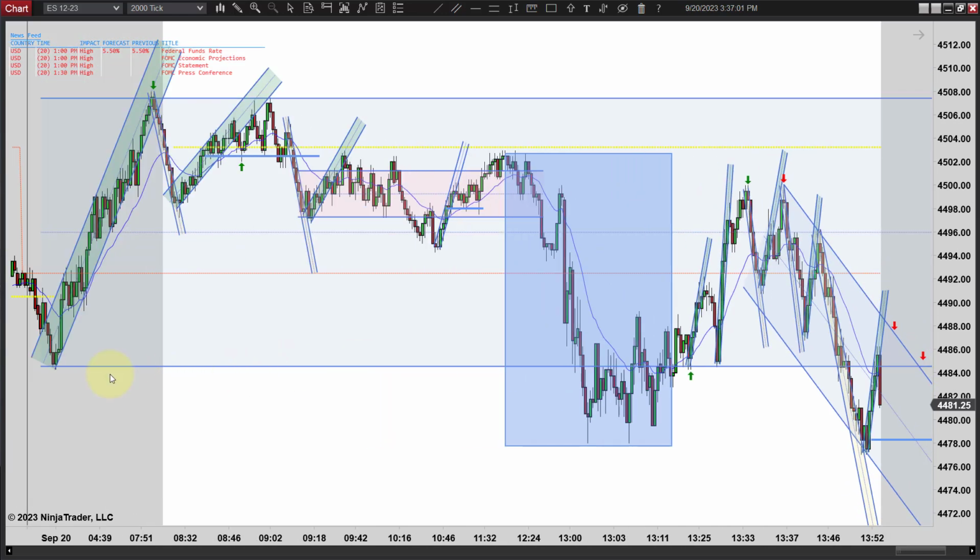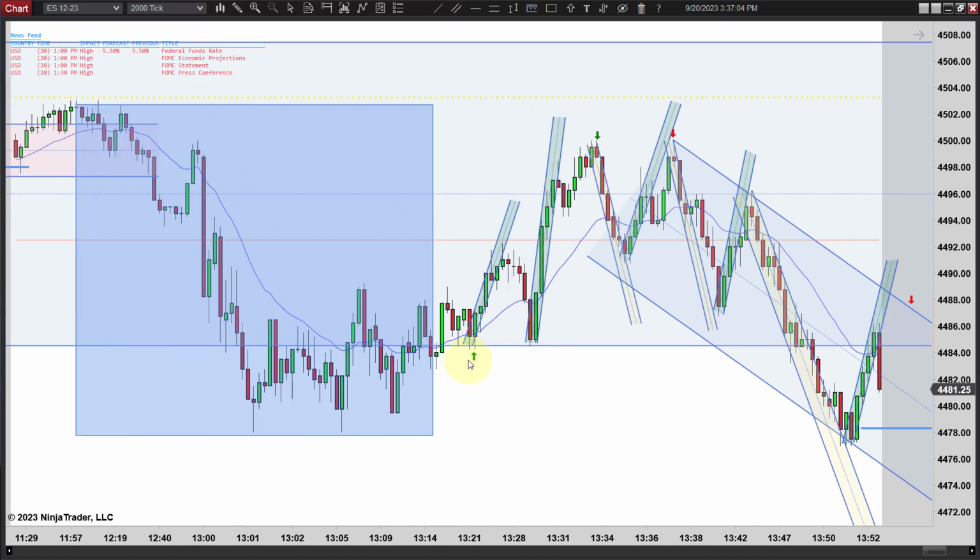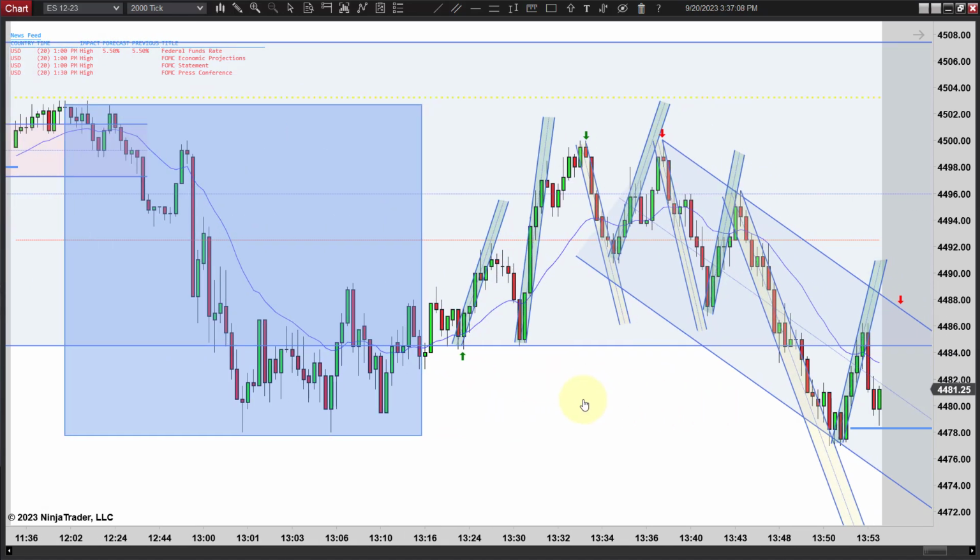It's bright. Notice it's back inside the overnight support, and it's tested it a couple of times there too, second entry. So maybe you take that one. Again, I'm not super crazy about it, but maybe you take that trade.